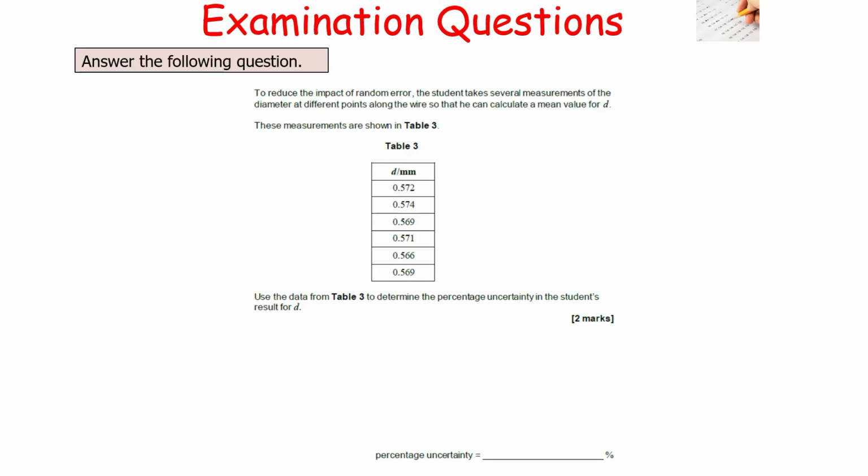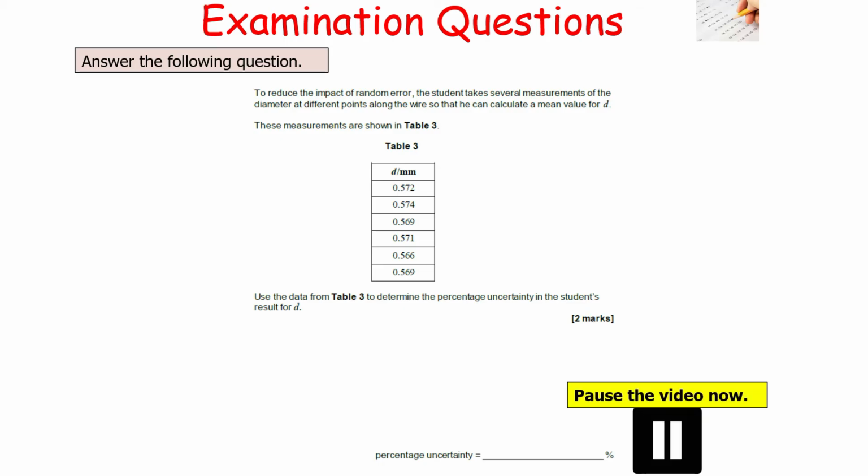The next question says, to reduce the impact of random error, the student takes several measures of a diameter at different points along a wire so that he can calculate a mean value for D. These measurements are shown in the table. Use the data from table 3 to determine the percentage uncertainty in the student's results for D. So pause the video now, then unpause the video when you want to go through your answer.